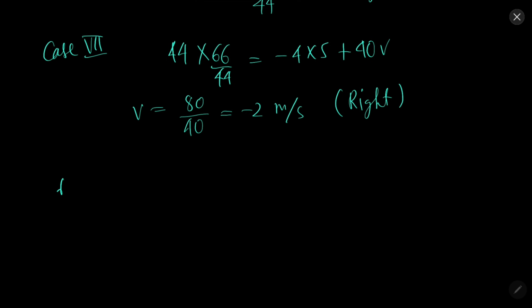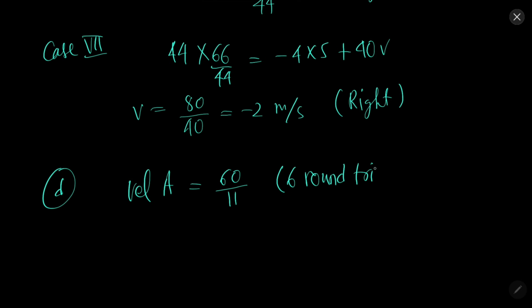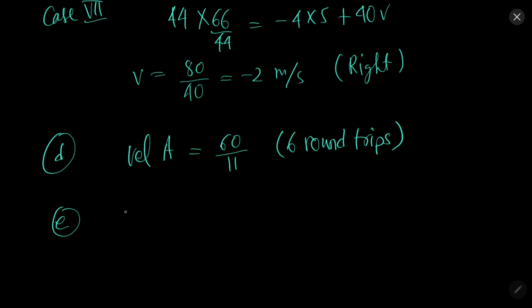Similarly it will keep on going. And D part, 6 round trips. After 6 round trips, velocity of A will be 60 over 11, which is greater than 5 meters per second, so it can't catch the ball, it can only roll the ball 6 times.